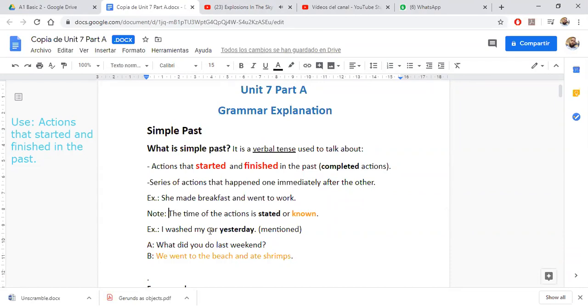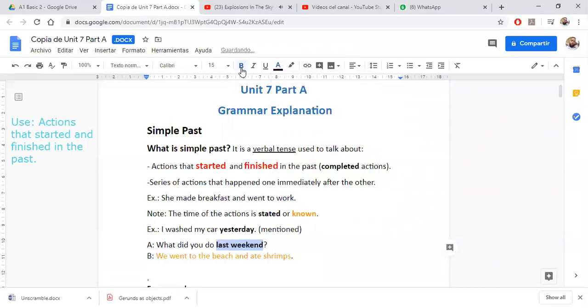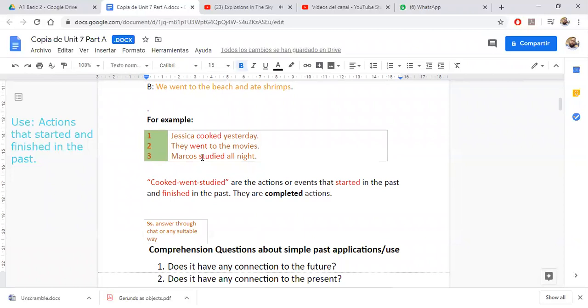I washed my car yesterday. Here, the time is mentioned. Now, what did you do last weekend? We went to the beach and ate shrimps. Here, I don't mention the time, but it's none because the person mentioned the time before. Okay? You notice that this is a question in simple past and it has the time expression. Cool. Good. Let's continue.